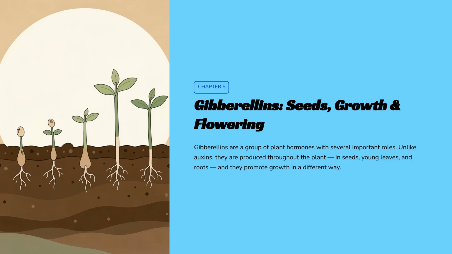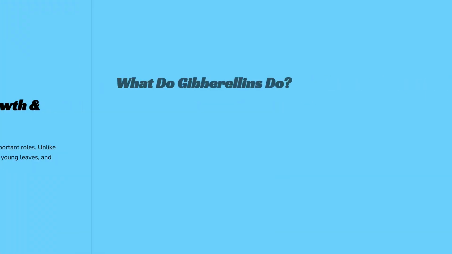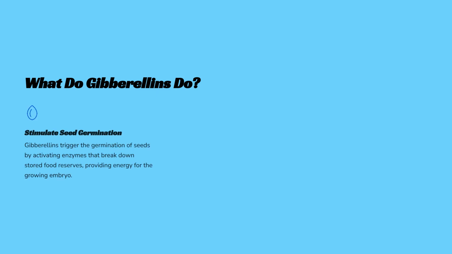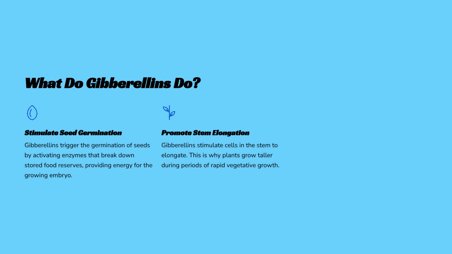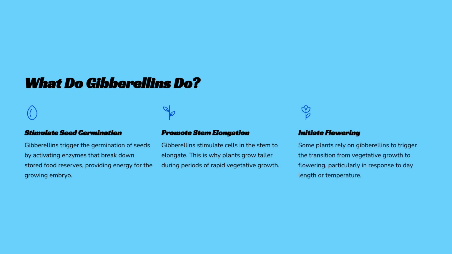Chapter 5 shifts to gibberellins, another group of plant hormones. They are produced throughout the plant, including in seeds, leaves, and roots, and have important roles in seed, growth, and flowering. Gibberellins have 3 main roles: stimulating seed germination by activating enzymes, promoting stem elongation leading to taller plants, and initiating flowering, often in response to environmental cues like day length.